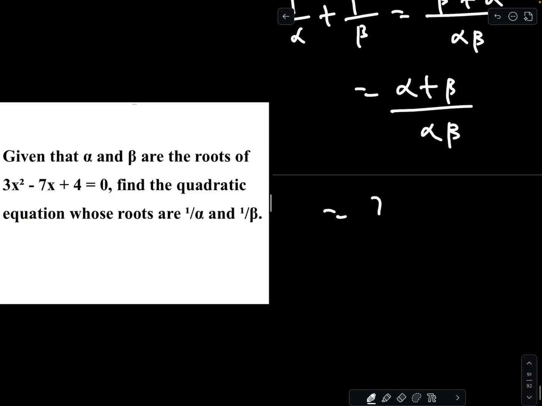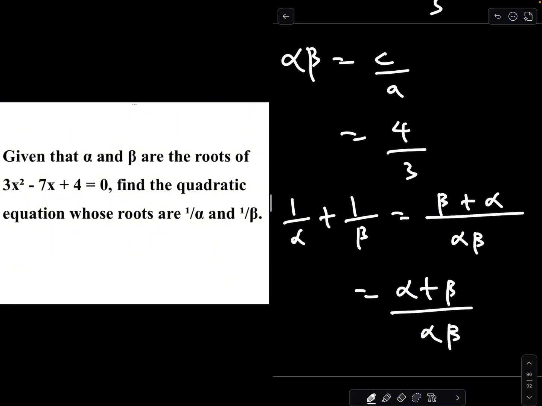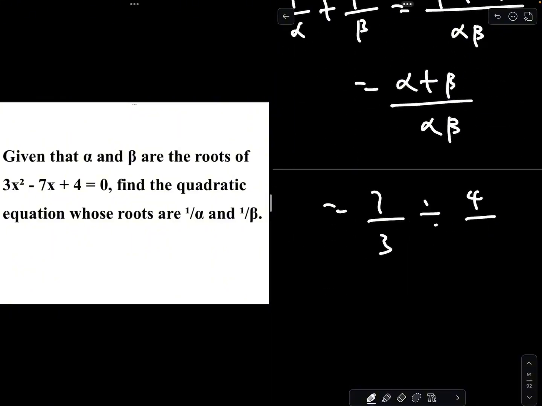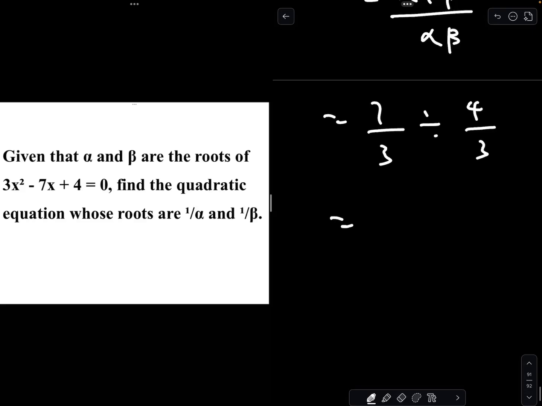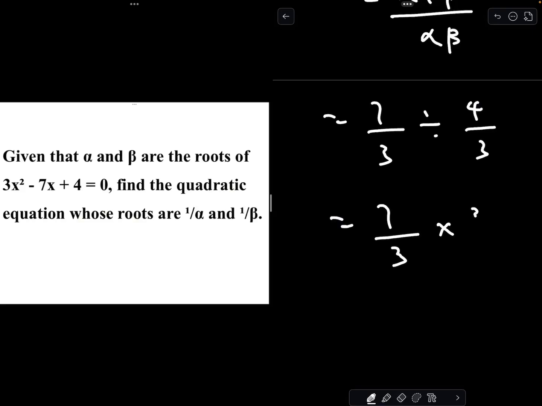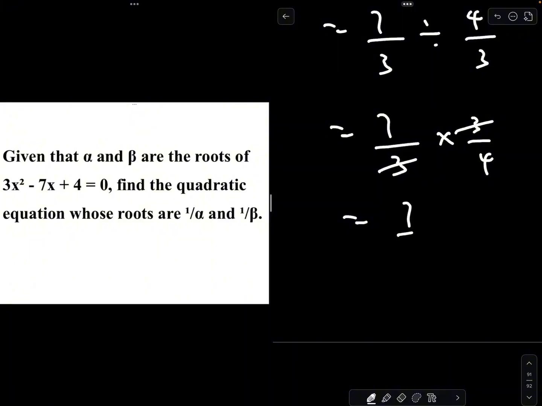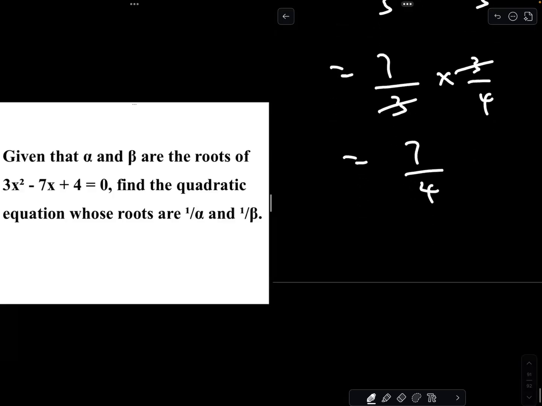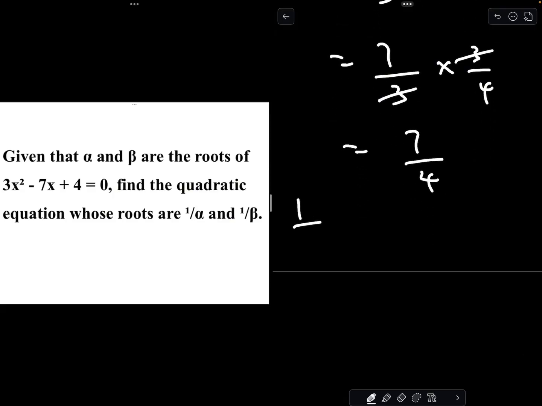And that means 7 over 3 divided by alpha beta, which is 4 over 3. And that simply means 7 over 3 times 3 over 4. 3 here 1, 3 here 1, and that is 7 over 4. Just leave it as a fraction like that, 7 over 4. Now, the product of the roots, the roots of the new equation are 1 over alpha and 1 over beta.